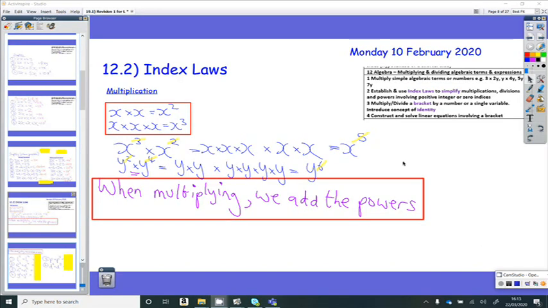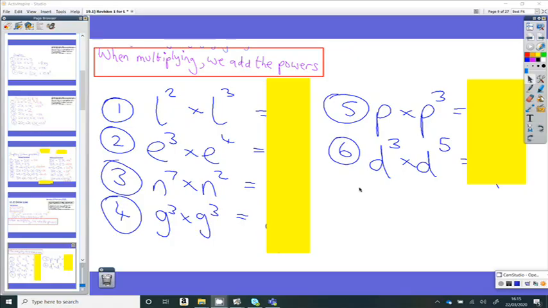So we're now moving on to 12.2, the index laws. Now remember what we were saying here, x cubed times x squared, for example. x cubed means x times x times x, and x squared means x times x. So altogether we've got x times x times x times x times x, so we can see we've got x to the power of 5. So the shortcut, the law really, is when we're multiplying we add the powers. We're multiplying, we add the powers. So here are a few for you to practice. So pause the video.